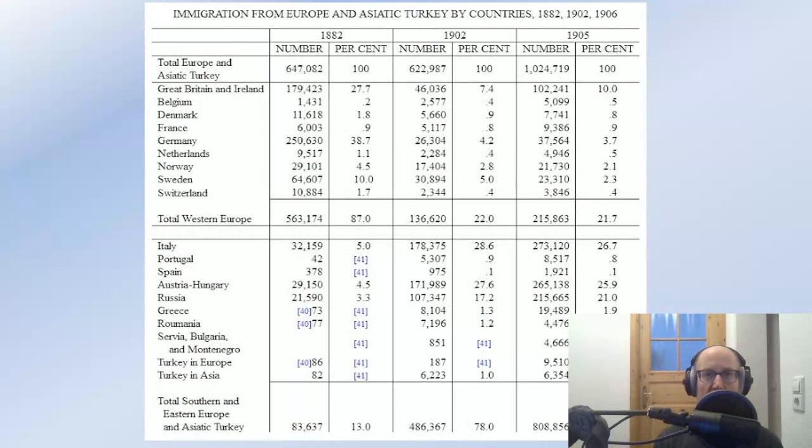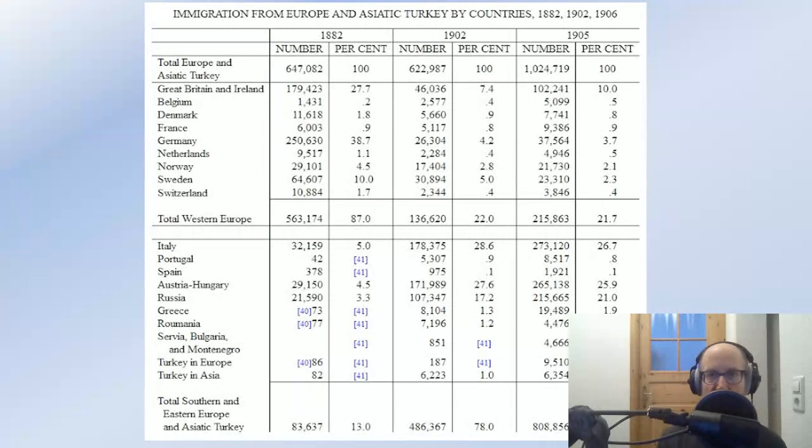Okay. Here is a table of immigration from Europe and Turkey by country in three years, 1882, 1902, and 1905. I don't know why it says 1906. Let's look at 1882. In 1882, you had 647,000 people come to the United States. 563,000 of them were from Western Europe, and 84,000 were from Southern and Eastern Europe and Turkey. So 87% of the people who came to America in 1882 were Western European. 13% were Southern and Eastern European.